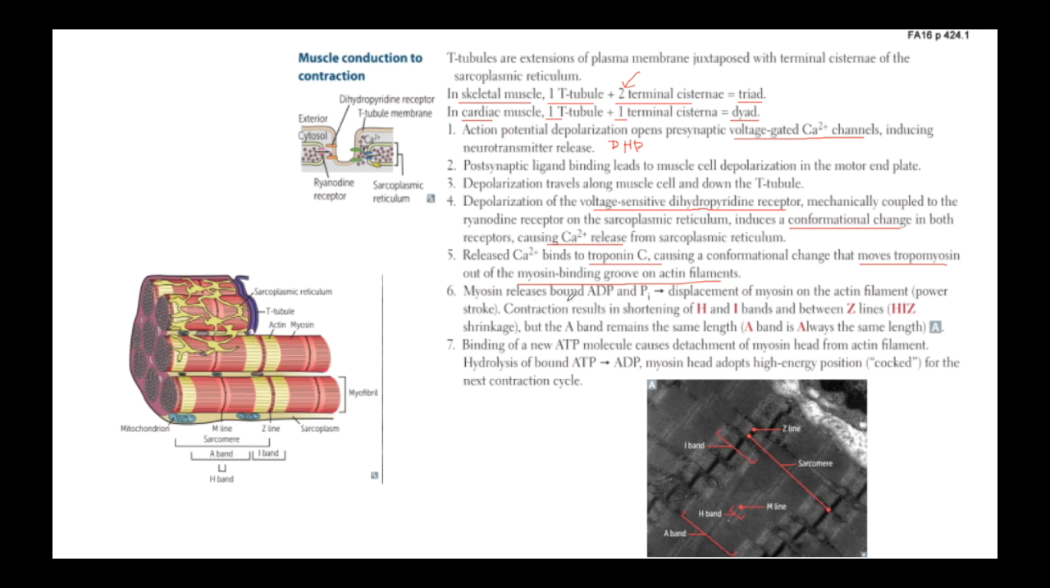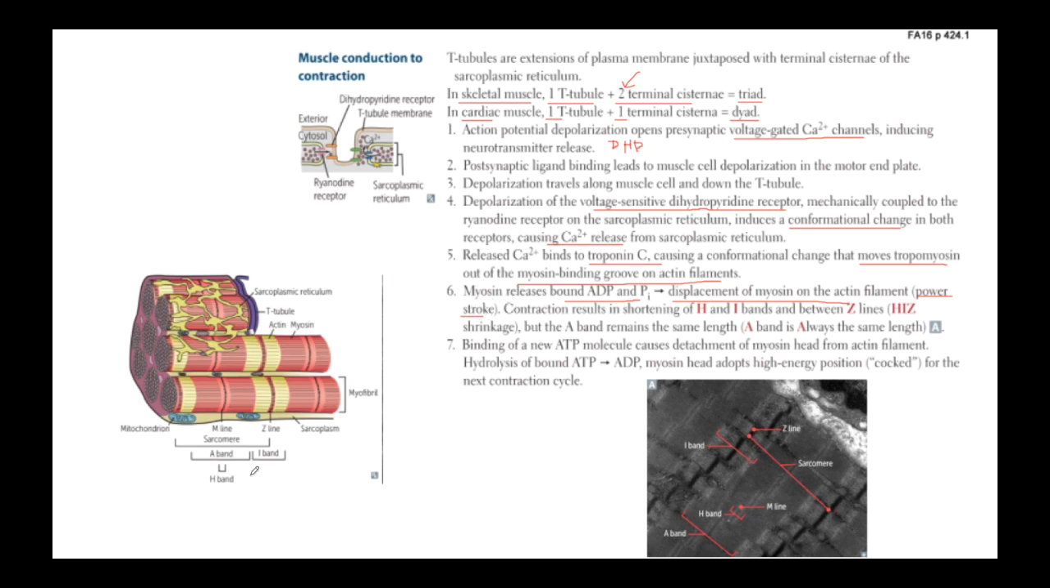Myosin also releases bound ADP and additional phosphate, which displaces myosin from actin. So this is where ATP comes in to separate the myosin from the actin. And this is where we have our power stroke occurring.